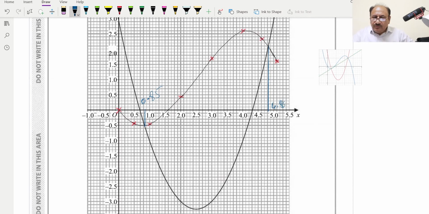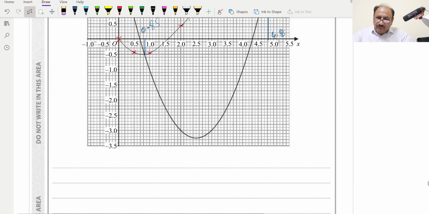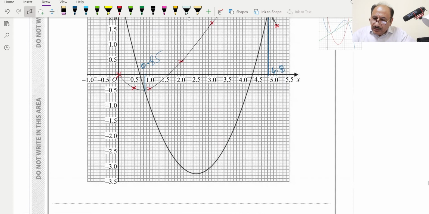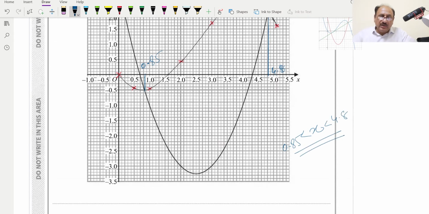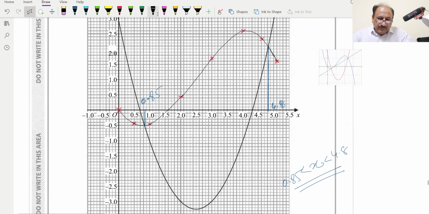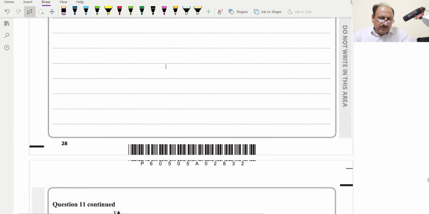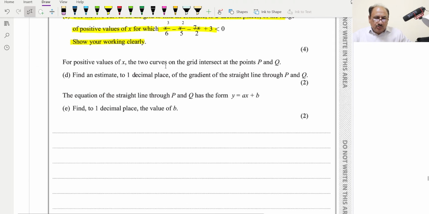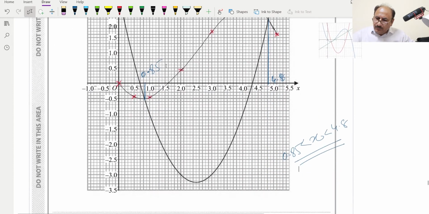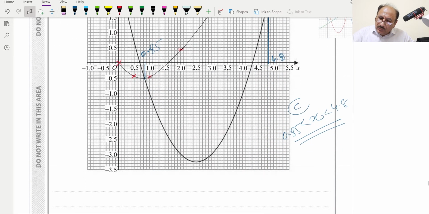So what will the range be? The range will be, x will be varying from x greater than 0.85 and less than 4.8. So this will be the answer for the C part. So the answer to the C part we have provided over here.